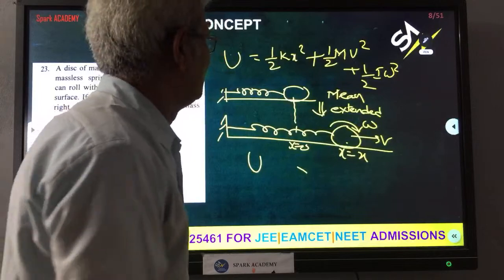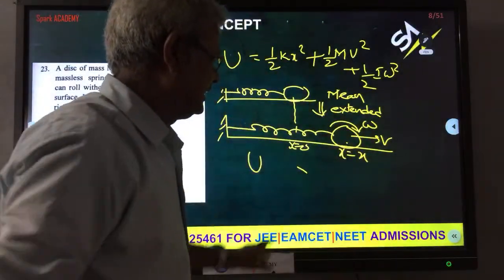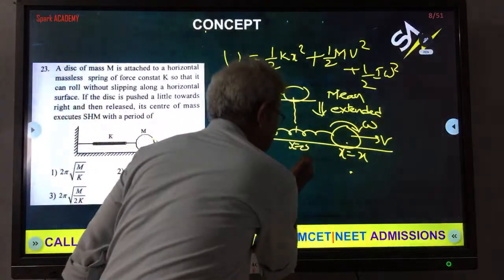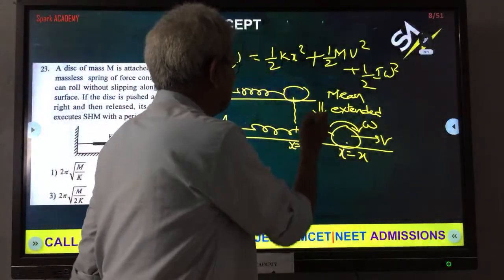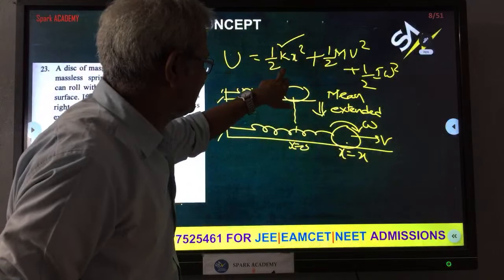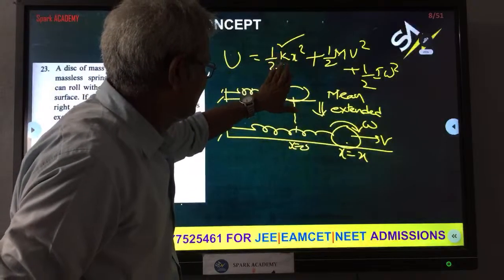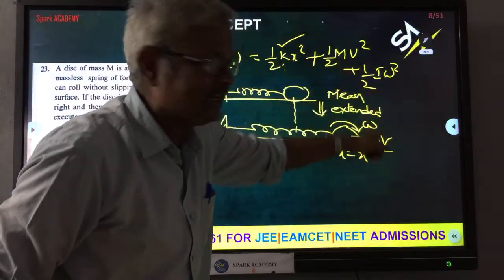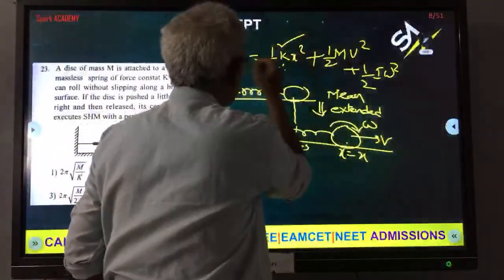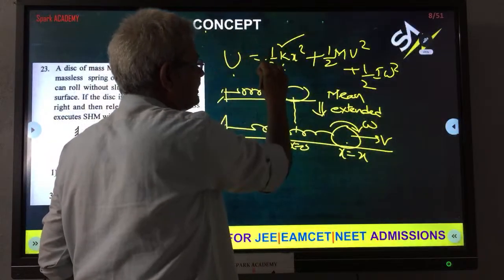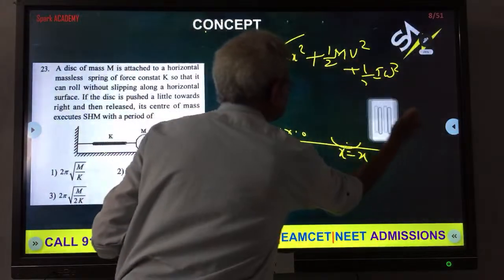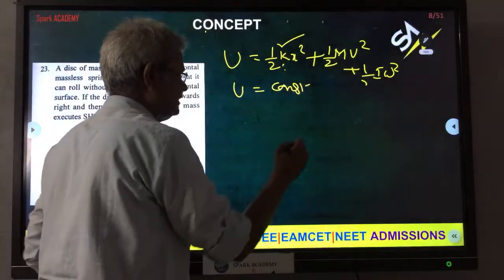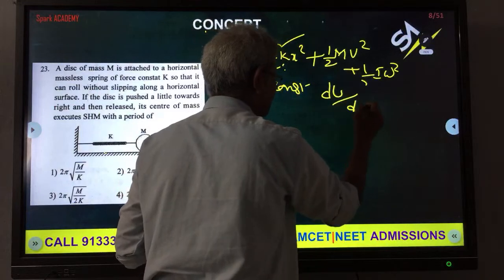The disc is left to oscillate, and at a given instance it is at a distance x, not the maximum or extreme position, some distance x. There it has spring energy half kx square, and simultaneously the energy you supplied is kinetic and also rotational kinetic. So the total energy you supplied is converted into these three things. This is constant, which means with time its change will be 0.